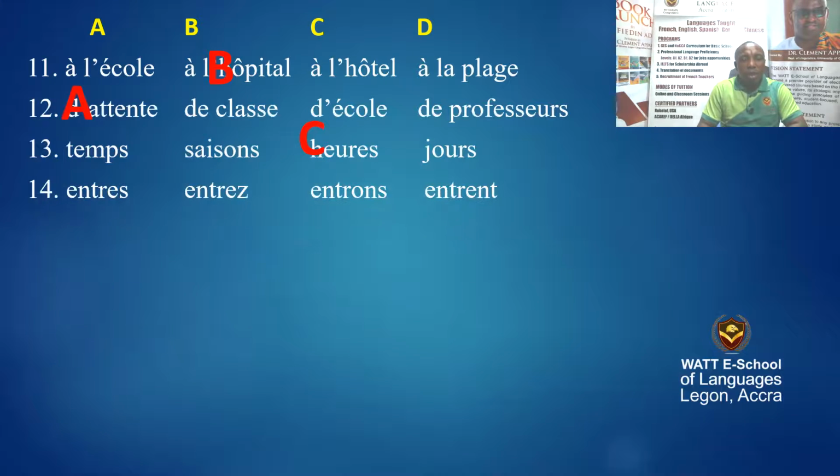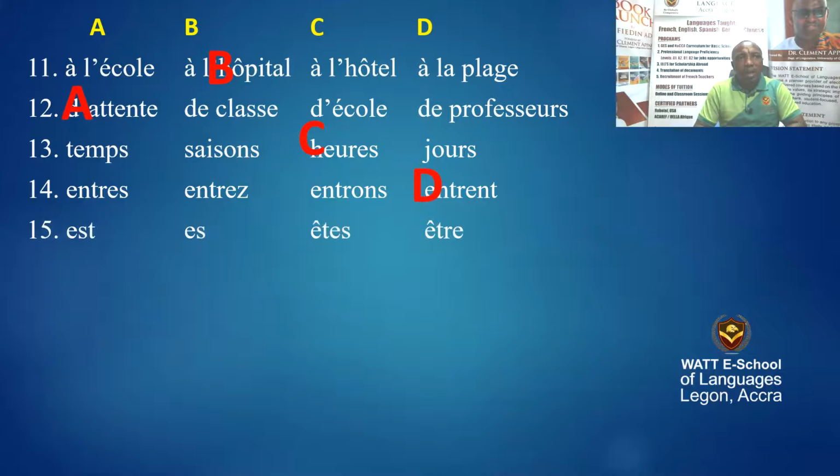Number 14. Entres, entrez, entrons, entrent. What is the correct one here? They are all forms of the verb enter. The first, entres, is used for second person singular, tu. The second, entrez, is for second person plural, vous. The third, entrons, is for first person plural, nous. And entrent is for third person plural, ils or elles. So per the subject that we have in the passage, you can choose the correct one, which is D, entrent.